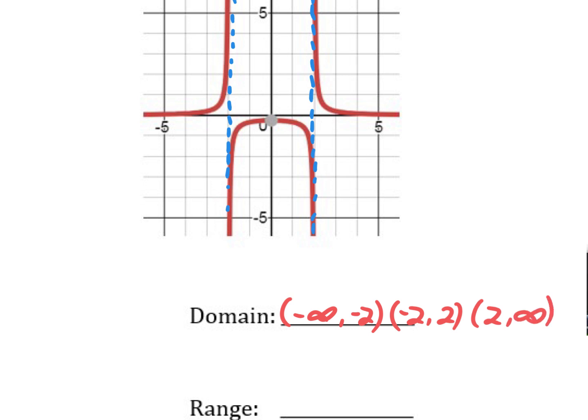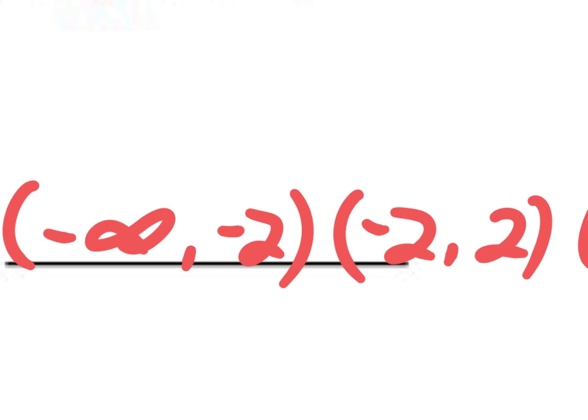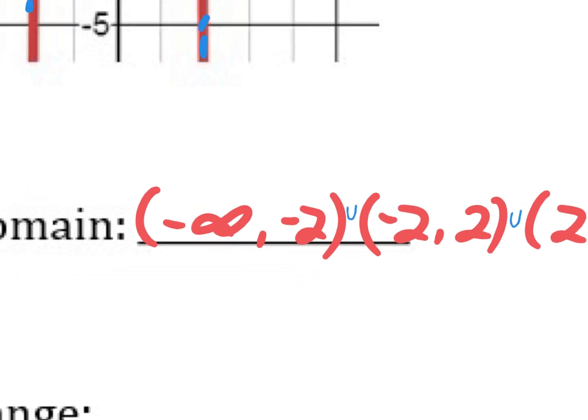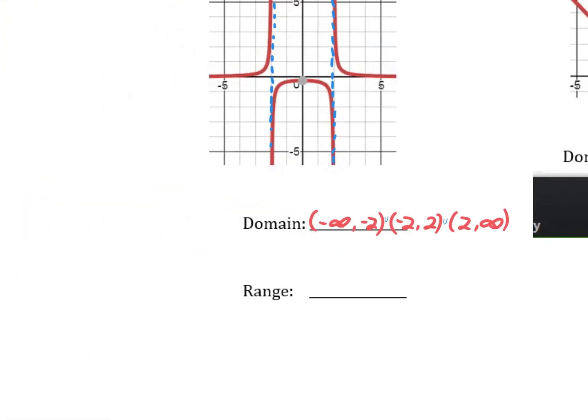Now, when you see these things written out, these are three separate intervals. It's not uncommon to see a union symbol in between them. So this union symbol is just a mathematical way to say and. So if you see that, just don't be surprised. All right, next one.